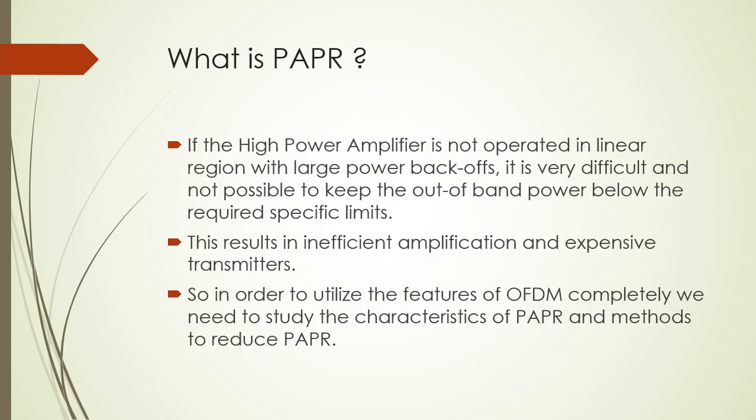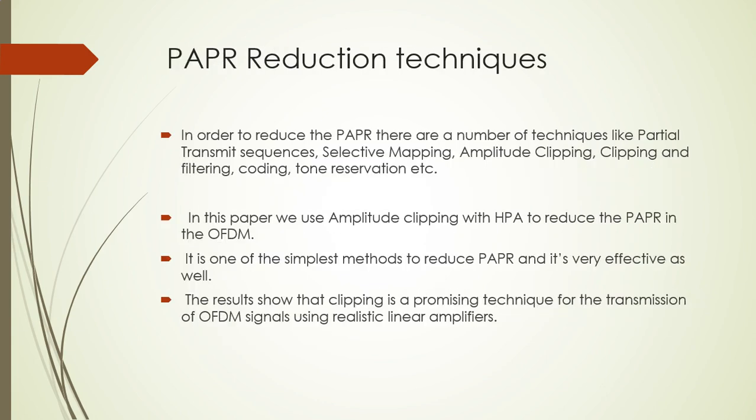If the high power amplifier is not operated in the linear region with large power backoffs, it is really difficult and not possible to keep the out of band power below the required specific limits. This results in inefficient amplification and expensive transmitters. So, in order to utilize the features of OFDM completely, we need to study the characteristics of PAPR and the methods to reduce PAPR.